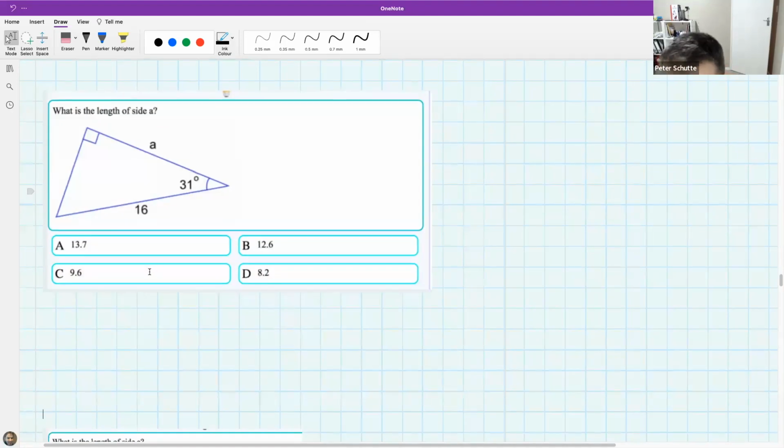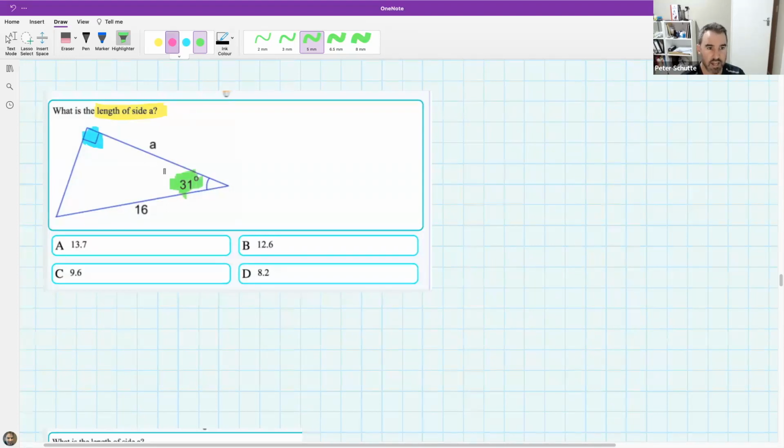So these questions are a little bit different. In this question, it says, what is the length of side A? But the problem is we don't have 2 sides to use Pythagoras. You can use Pythagoras if you have 2 sides. What we've got is a right angle and another angle and the length of one side. And so we need to use a different toolkit called trigonometry to help us solve this triangle.